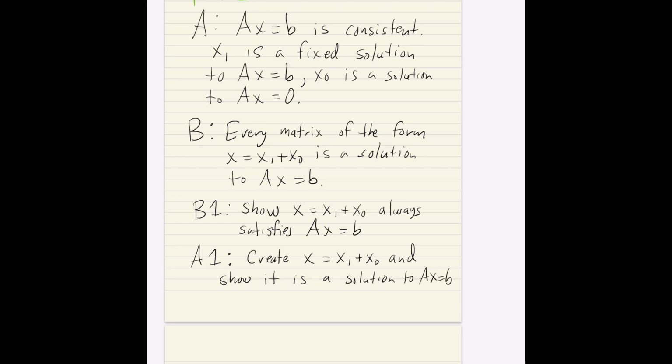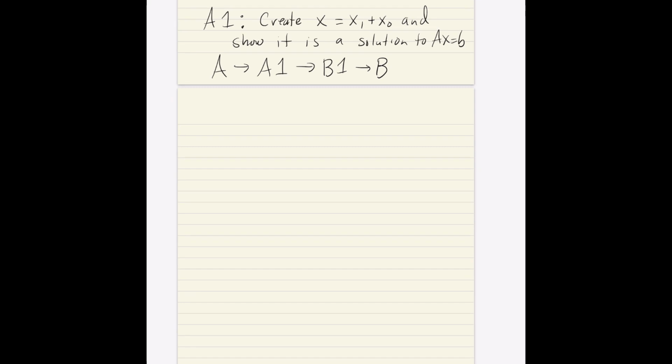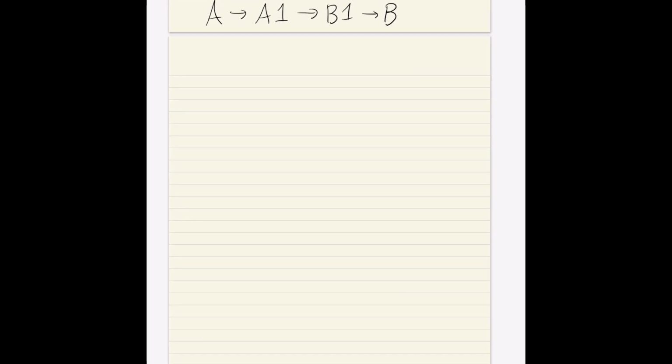Okay, so from here our plan is to go from A to A1 to B1 to B, and then we're done. This proof's a bit more straightforward than part 1. So here we go. Proof. I'm going to start right off the bat by choosing. We have the same assumptions, so I'm not going to repeat them from the first proof, but you can go back and look at that one.